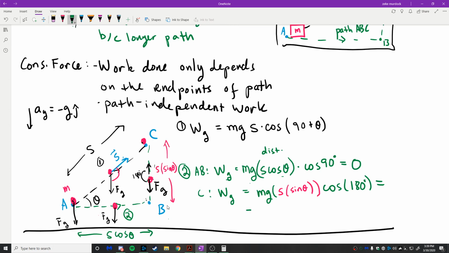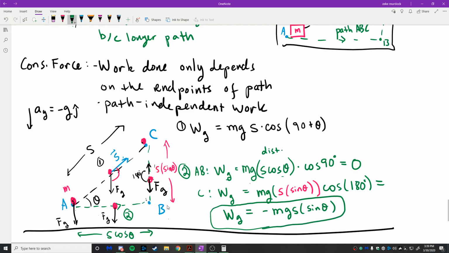Okay? So what we're ultimately going to get here is just negative mgs times the sine of the angle theta. That's the work done along the other path, okay? So this is our answer to this part. That was our answer to the first part.